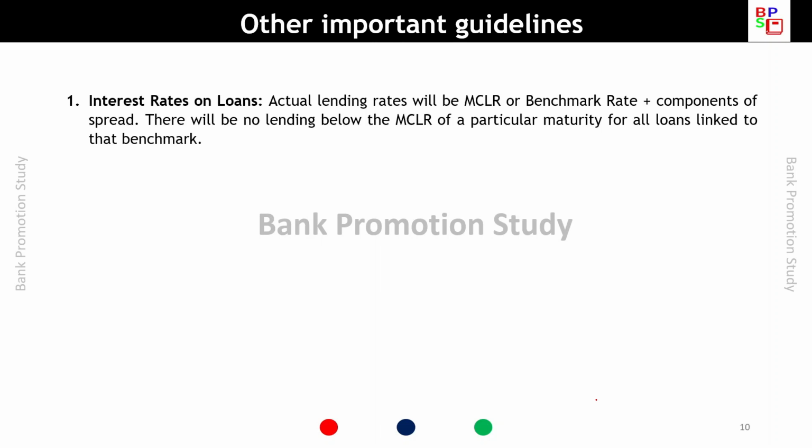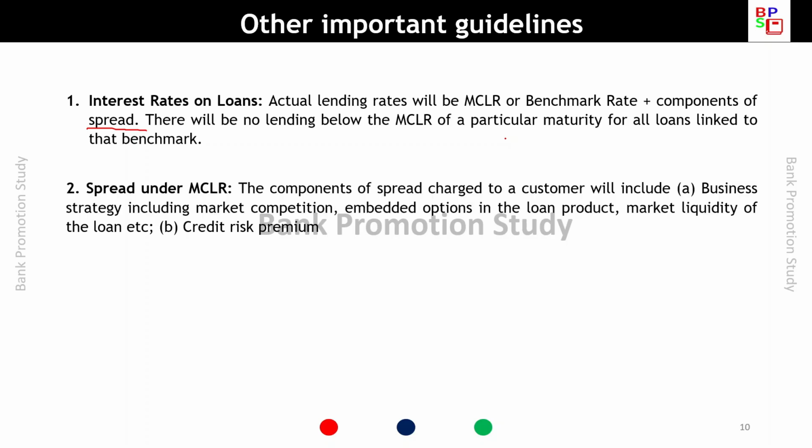Some other important guidelines: interest rate on loans. Actual lending rates will be MCLR or benchmark rate plus the component of spread. There will be no lending below the MCLR of a particular maturity for all loans linked to that benchmark. Spread under MCLR. The components of spread charged to a customer will include business strategy, including market competition, embedded options in the loan product, market liquidity of the loans, etc., and credit risk premium.